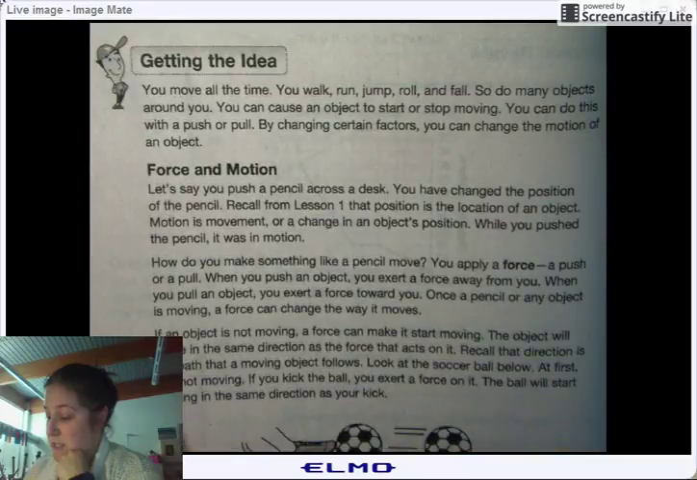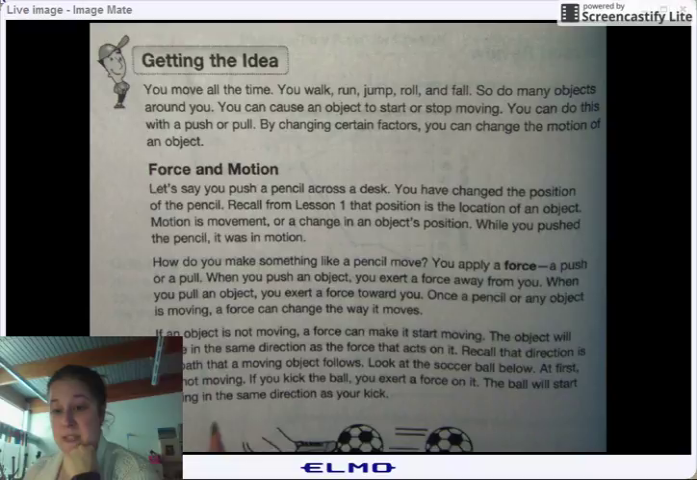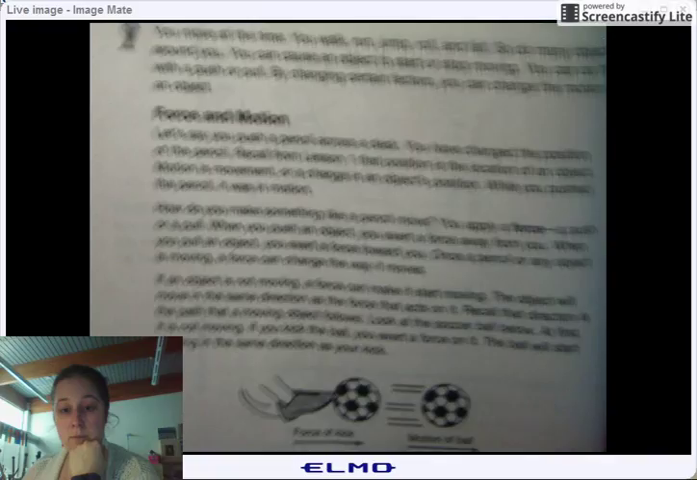Recall that direction is the path a moving object follows. Look at the soccer ball below. At first, it is not moving. If you kick the ball, you exert a force on it. A ball will start to move in the same direction as the kick. Force of the kick, motion of the ball.